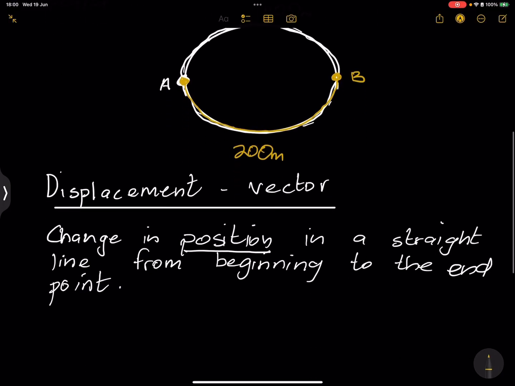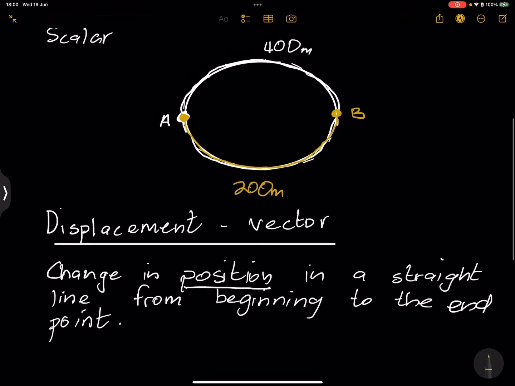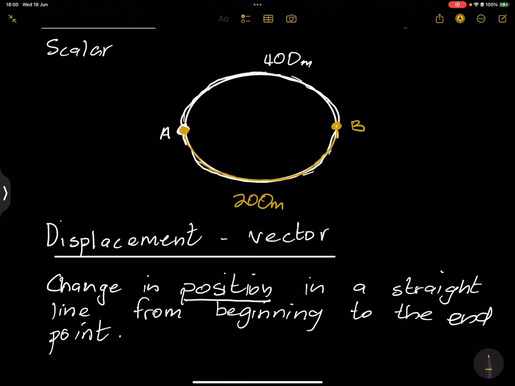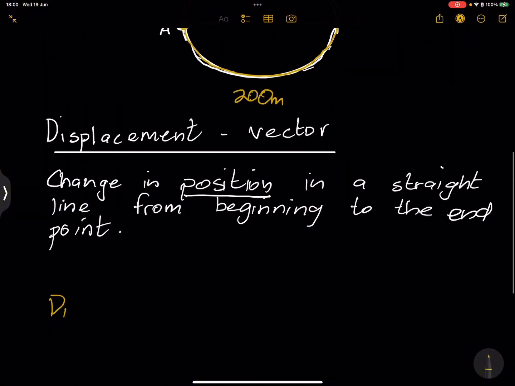Now, please, I want you to note in this case. So the displacement in a straight line would be from A to B like that. Okay? So you wouldn't measure the displacement from A to B the same way that you'd measure the distance. So our distance, in this case, we said, would have been 200 meters.